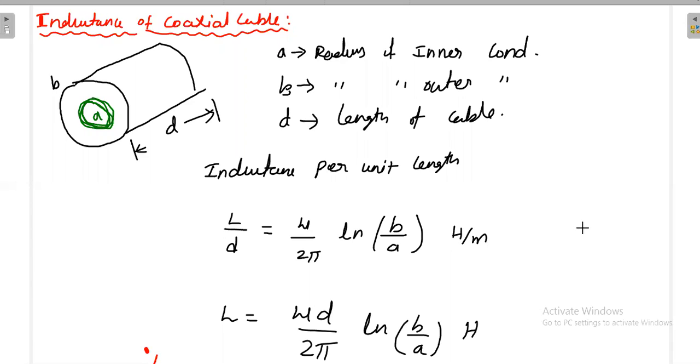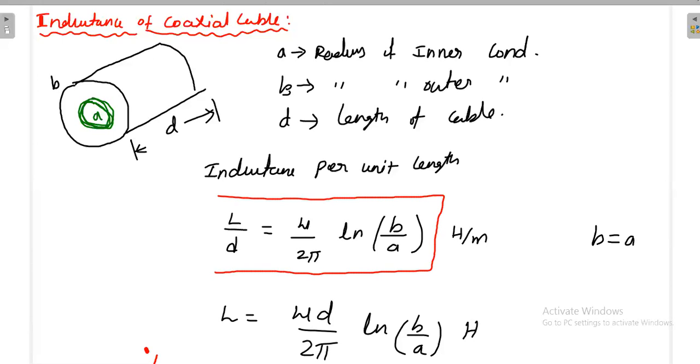Then try to find out what happens if B is equal to A. What happens to the inductance? The inner conductor and the outer conductor merge with each other, and it simply acts as a single conductor. Then what is the inductance value? Or otherwise, if B goes to infinity, what happens? Or if A is 0, what happens? Try to analyze the scenario for different conditions. So this is the inductance of the coaxial cable. This is the formula you should always remember. In the exam, they will directly ask what is the inductance of the coaxial cable, so you have to remember this formula.